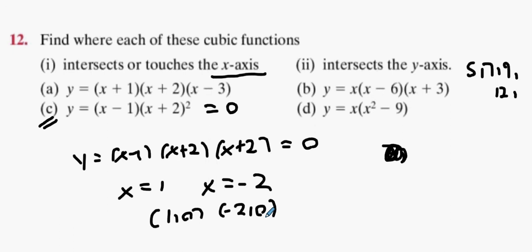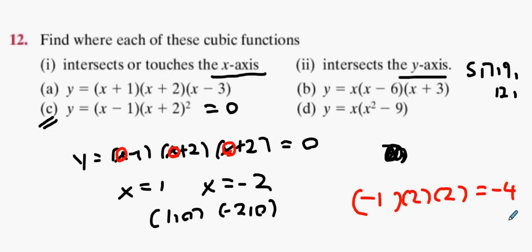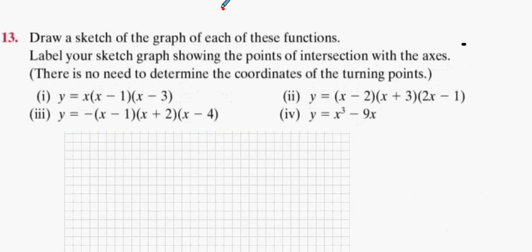Is that okay? What's the next thing we want? Intersects the y-axis, so what will happen there? All x's become zeros. So what's the answer then? Minus 1 multiplied by 2 multiplied by 2, which gets us an answer of minus 4, which is the point 0, minus 4. We all good? Alright. Now we're moving on to question 13. And I will very quickly do this one here for you, okay?